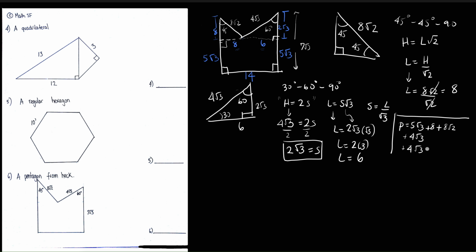And then plus 14. So if I add everything up, between the like radicals, I will have 5 plus 4 plus 4, which is going to be 13 root 3, plus 22, plus 8 root 2. So that should be your perimeter. P equals that, and with units. Okay, don't forget to write the units. So that's how we're going to find the perimeter.